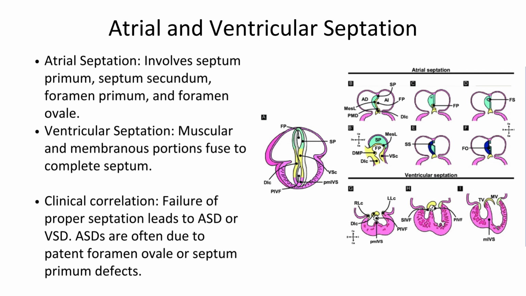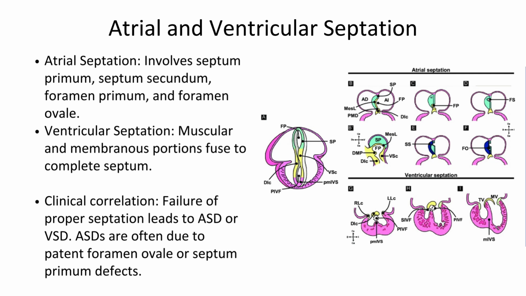Later, the septum secundum grows beside it and leaves a hole called the foramen ovale, the classic fetal right-to-left shunt. In fetal life, this is normal and necessary. But postnatally, this foramen ovale should close. If it doesn't, you get a patent foramen ovale, a common cause of paradoxical embolism on exams.